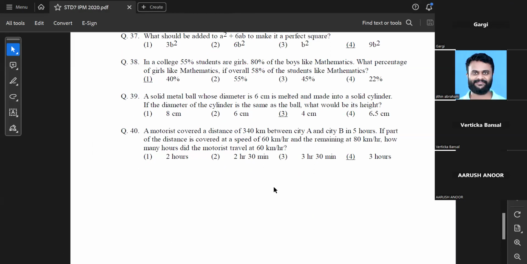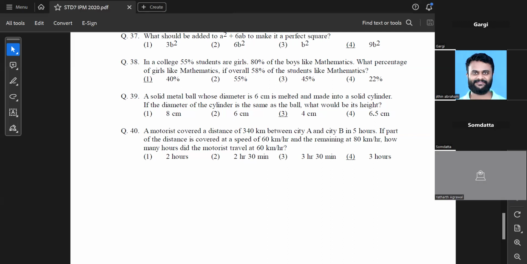Yes, Gargi, tell me. Excuse me, sir, can you send the 2023 paper in the group? Sorry, one person at a time. Can I send what? The 2023 paper. I don't have it. I'll ask Ajinkya sir to send it across the group. Okay.